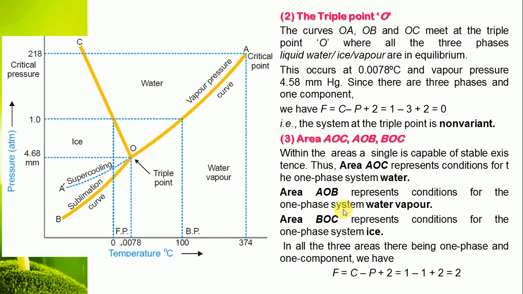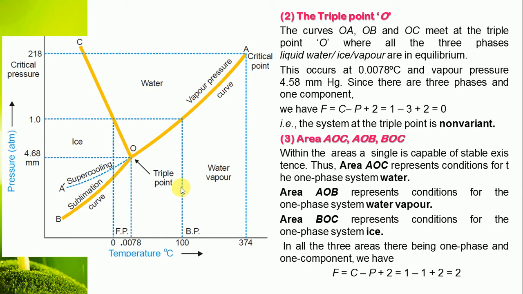Now let's put in the values of F, C and P. In these areas we have got one phase, so the value of P will be 1. These areas are called one component, so the value of C will be 1. By putting these values we get 2. That means you have got 2 degrees of freedom. You can change temperature and pressure independently, irrespective of the boundary.